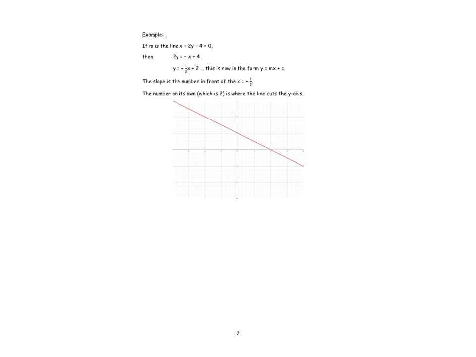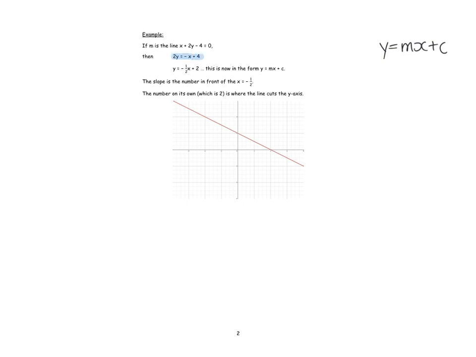So just looking at a graph here. If we have the line x plus 2y minus 4 is equal to 0, what we're going to do is, first of all, put it in the form y is equal to mx plus c. So the first thing we're going to do is minus x from both sides and plus 4. When you minus x from both sides and plus 4, you're left with what we have here, which is 2y is equal to minus x plus 4.